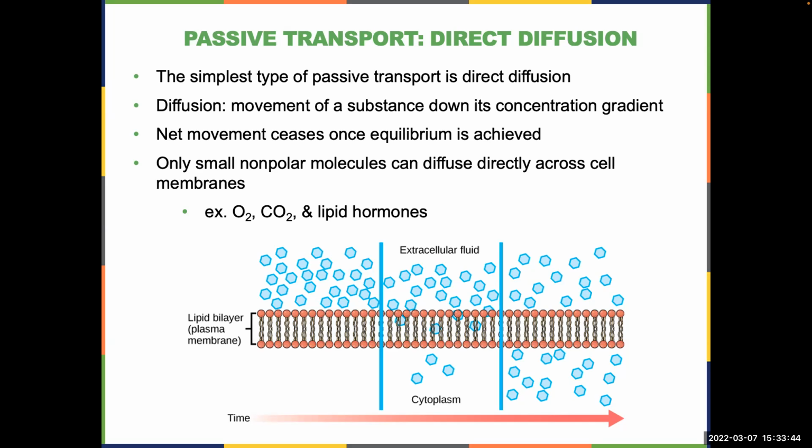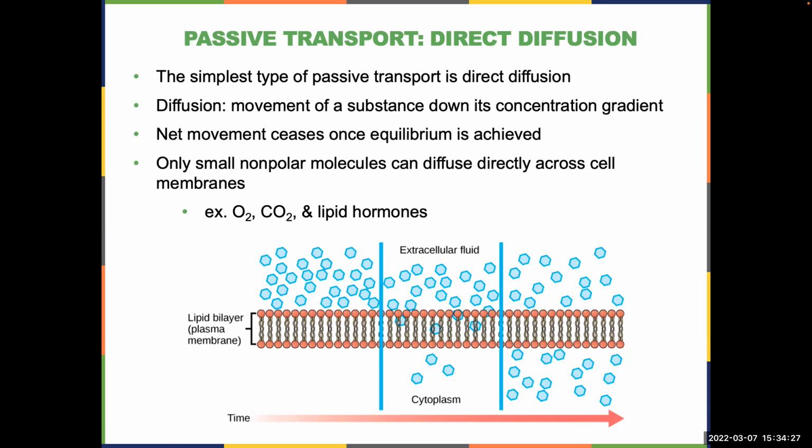So the simplest type of passive transport would be directly diffusing across the membrane. This is when substances move down their concentration gradient from high concentration to low concentration. So the net movement from high to low will cease once an equilibrium is reached. So that's what we see here. So here you have a very high concentration on one side and nothing on the other side. So this is as steep of a gradient as it can get.